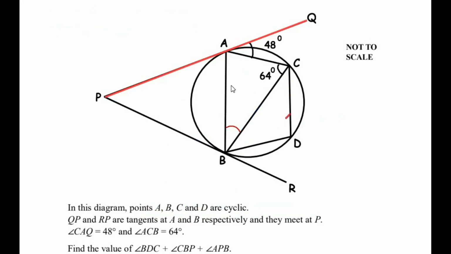Now here in this diagram, PAQ is the tangent and this is the chord AC, which is making an angle of 48 degrees with the tangent. Now the same chord is making an angle at point B in the major segment, like this. So using the alternate segment theorem, if angle CAQ is 48 degrees, then angle CBA also becomes 48 degrees.